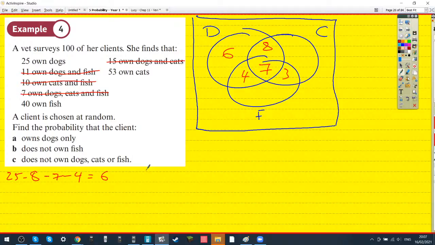Okay. And cats would be 18. Well, 53 minus 18. Which is 35. Well done. And then you do 14 minus 40, which is 26. 26. Is that full marks for this diagram?